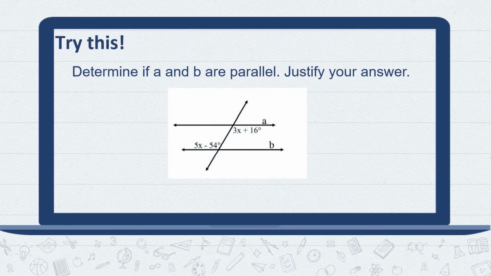And now it's your turn. Get your paper and pen and do this activity. Determine if line A and line B are parallel. Then justify your answer.